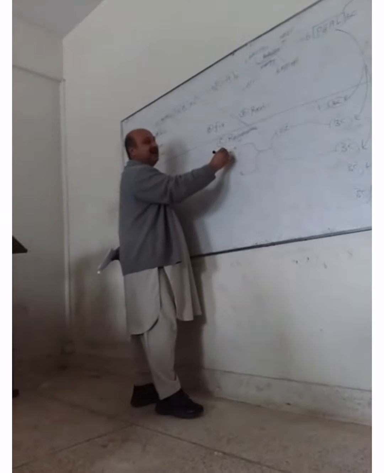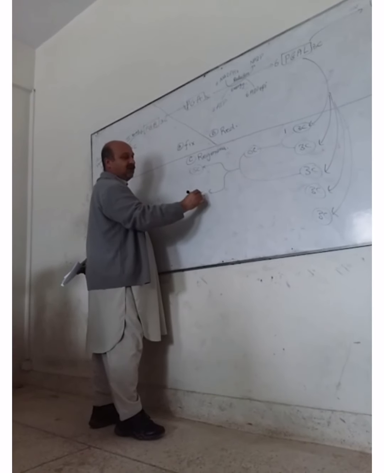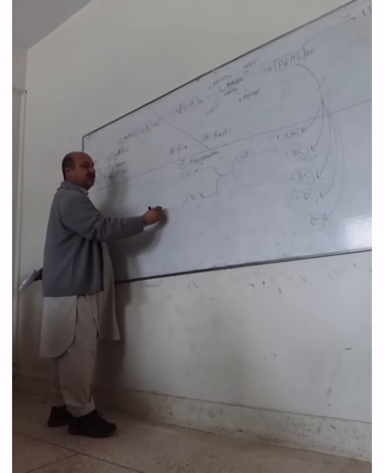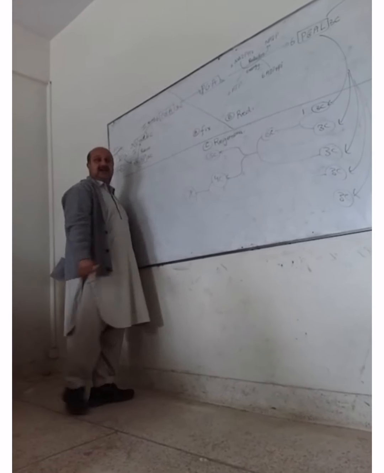The 5 carbon compound and 4 carbon compound. This 4 carbon and 3 carbon will interact to produce a 7 carbon compound.